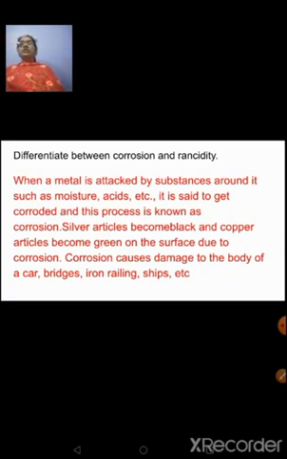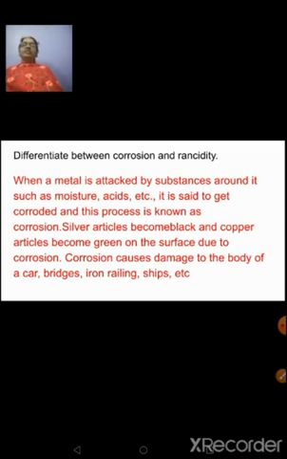Next question. Differentiate between corrosion and rancidity. See, you all know what is meant by corrosion. Metals like iron, copper, silver and all, when they are exposed to atmospheric substances like moisture and all, what happens? They lose their color, right? Iron, when exposed to oxygen in the atmosphere, forms iron oxide. It undergoes oxidation. Silver articles lose their shine, black color dots are formed on them, and on copper articles green color dots are formed. These are all examples of corrosion.